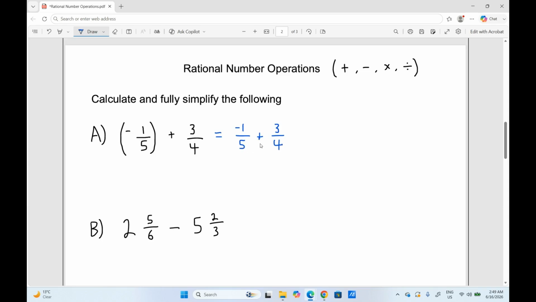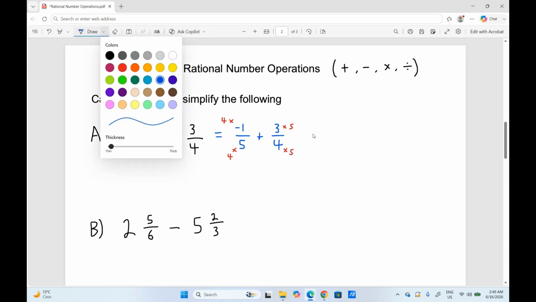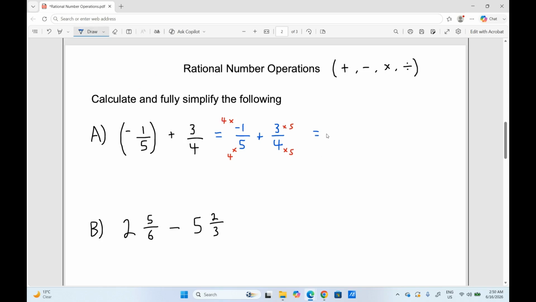Now, in order to add these together, I'm going to need a common denominator. So I'm going to multiply 5 by 4, and what I do to the bottom, I have to do to the top. And for the 4 on the bottom here, I'm going to multiply it by 5, and what I do to the bottom, I also have to do to the top. So 4 times negative 1 is going to be negative 4. 5 times 4 is 20. So I got negative 4 over 20. Now 3 times 5 is 15, and 4 times 5 is 20. So I have negative 4 over 20 plus 15 over 20.